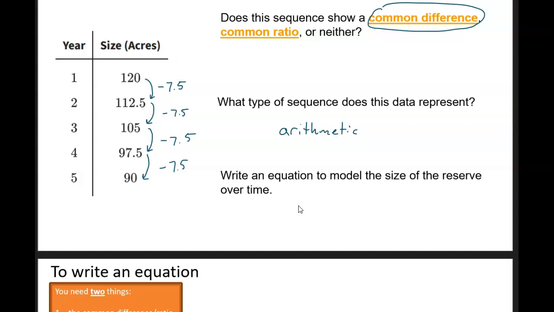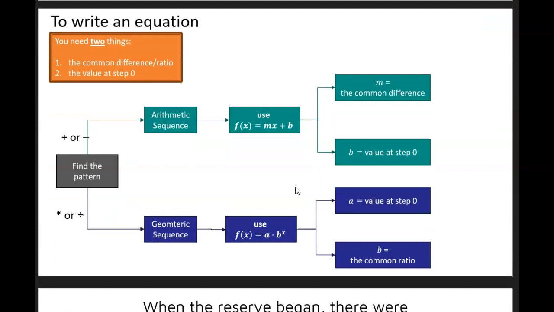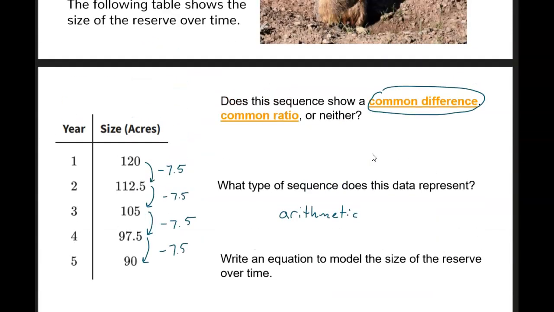And then it says to write an equation to model the size of the reserve over time. Okay, so we need to remember what equation we use. We can go back and look at our notes. In fact, here's a handy thing, might help us. Arithmetic, we determine this is, we're subtracting arithmetic. That's the form we're going to use with these values. Common difference and the value of step 0. Okay, let's go back up here and write those.